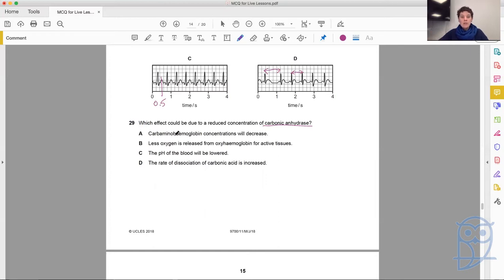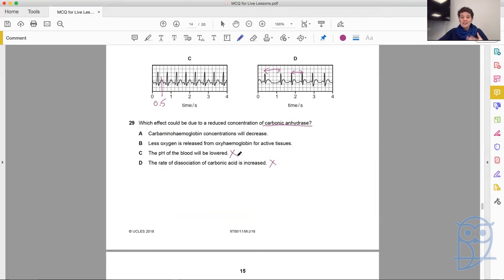So, carbaminohemoglobin concentrations will decrease. Less oxygen is released from oxyhemoglobin for active tissues. The pH of the blood will be lowered, and the rate of dissociation of carbonic acid is increased. Now, carbonic anhydrase is involved in making carbonic acid, so we are not going to increase the rate of carbonic acid. Okay? pH of the blood will be lowered. Well, no, because pH of the blood lowering means we're going to increase those hydrogen ions, which we're not doing in this case. So we're between carbaminohemoglobin and less oxygen being released.